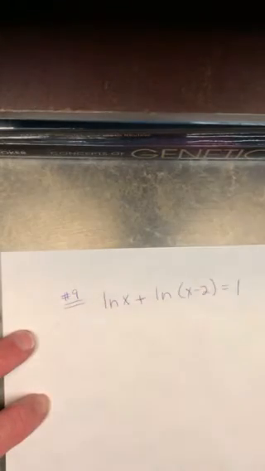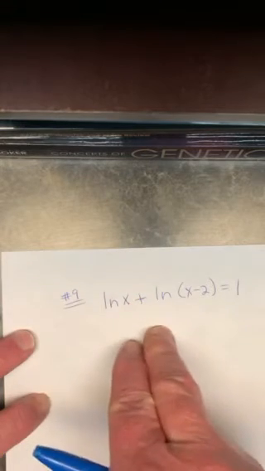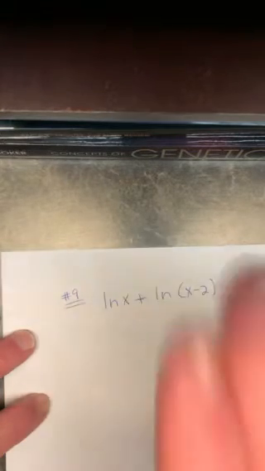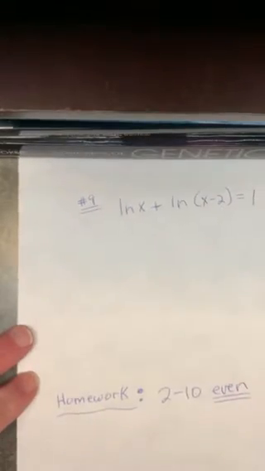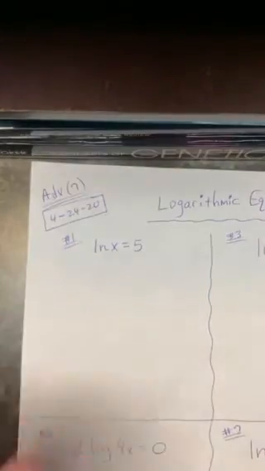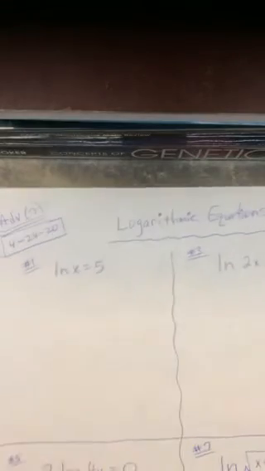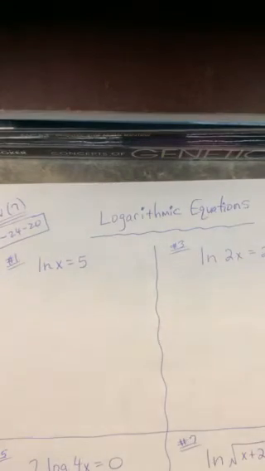It's different than what we've done the last 2 days, so stay with me, pay attention, and think right along with me. Don't just copy. And since I'm doing 1 through 9 odd, your homework assignment to see if you understand this will be 2 to 10 even, okay? All right, here we go. Start on the front of your paper. Again, the title is Logarithmic Equations.